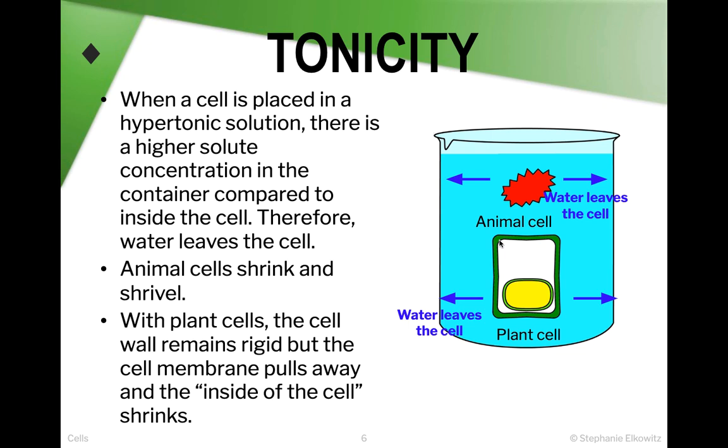With plant cells, the cell wall stays the same. But the cell membrane, the membrane that's around the inside of a plant cell, pulls away from the cell wall. So the main thing you have to know is that in a hypertonic solution, there is a higher concentration of solutes on the outside. So water is going to leave the cell.